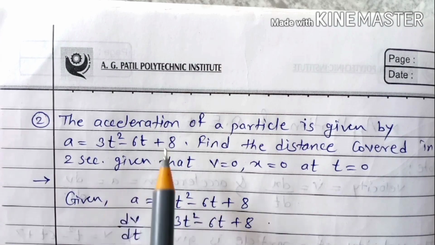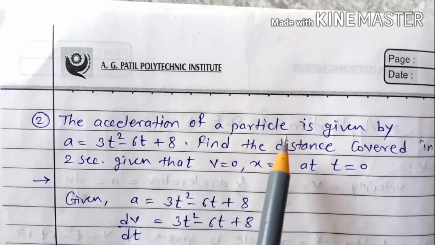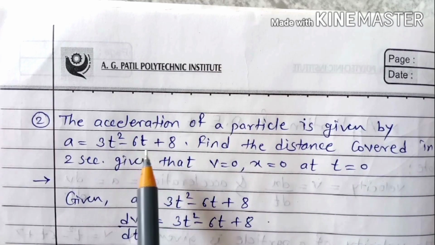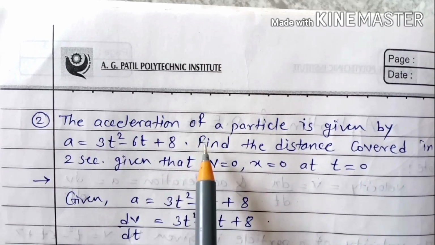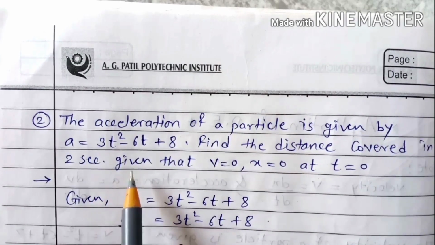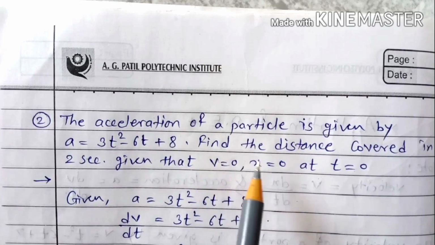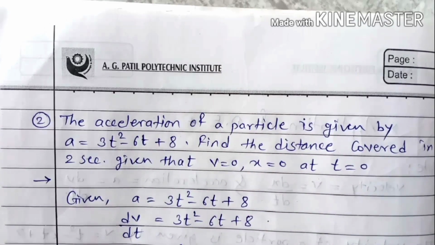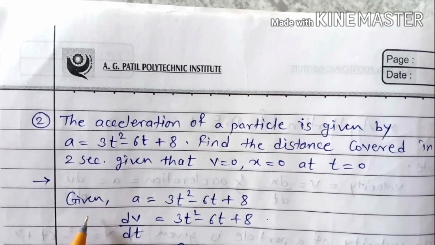Next example: the acceleration of a particle is given by a equals 3t square minus 6t plus 8. Find the distance covered in 2 seconds. It is given that v equals 0, x equals 0 at t equals 0. Given a equals 3t square minus 6t plus 8.